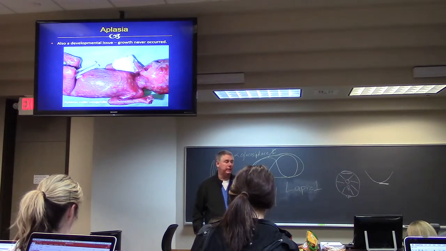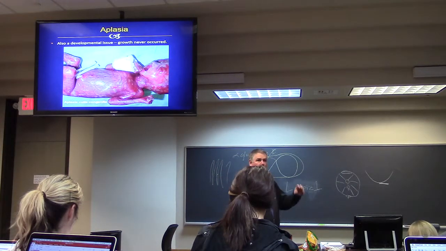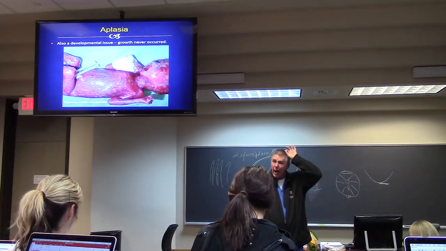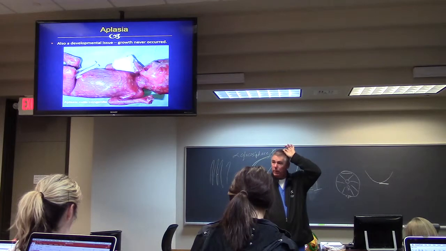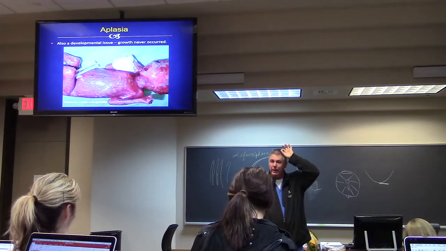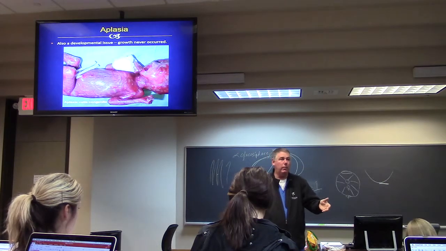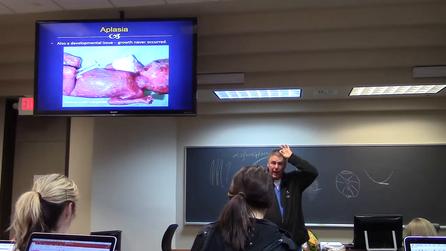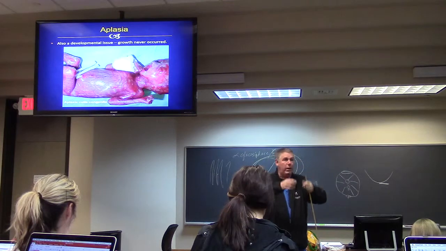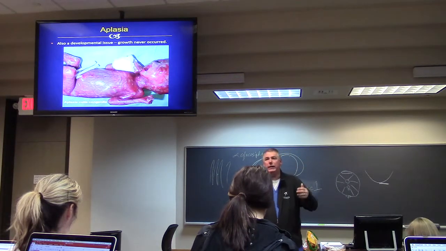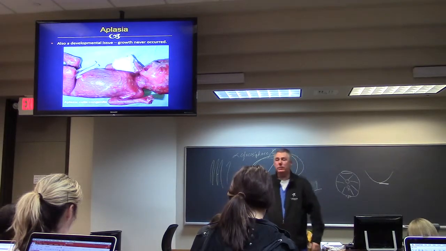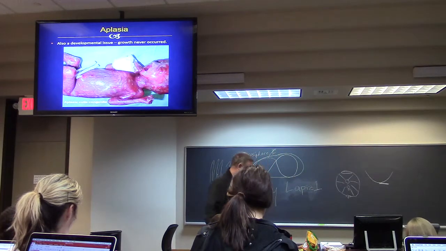Aplasia cutis usually involves aplasia of a spot in the scalp. You'll see it in an infant, that there'll be a spot where the scalp is absent, and it takes a long time before it grows back in. But in this particular case, none of the epidermis developed.